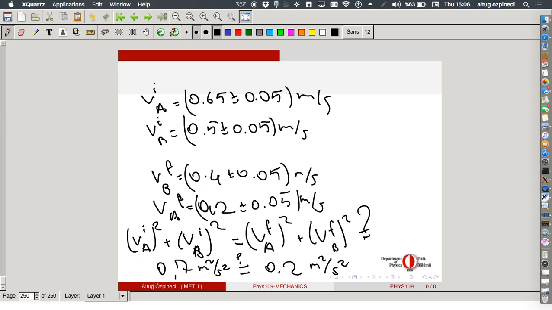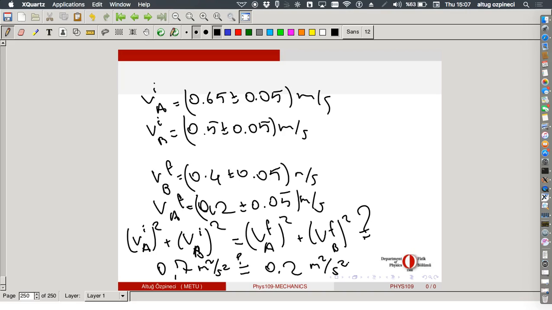Now, of course, you have to put in the error bars over here. The error bars can be huge. For example, it is possible that this number is 0.7 plus or minus 0.3, and this number is 0.2 plus or minus 0.3. That means this collision can still be elastic within the error bars. We didn't put in the error bars. You can put them in and see whether we are sure that this is not completely elastic or not.